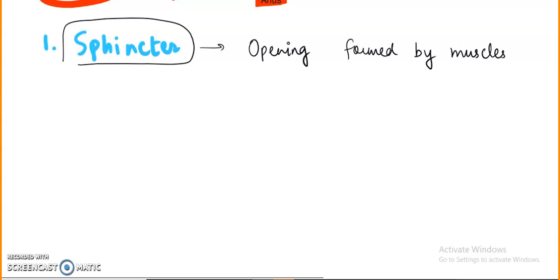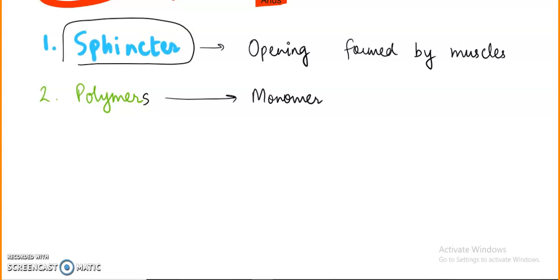The next term which should be clear to you is polymer. Many of us think that the digestive system is one which gives you energy. It is never like this. The respiratory system is the one that gives energy to your body. The digestive system is just converting polymers to monomers. This is very important, you should clarify this concept.